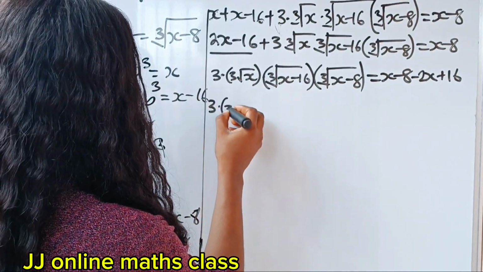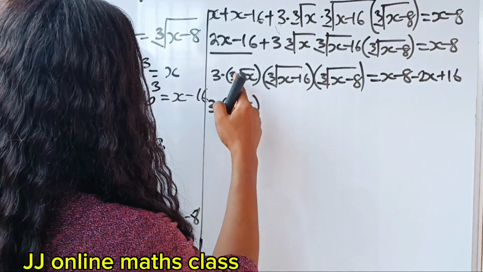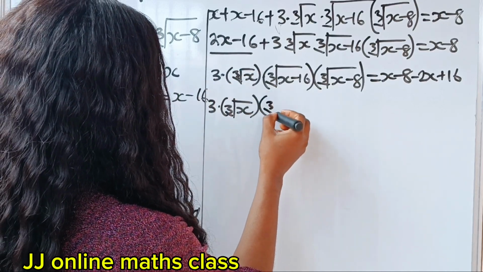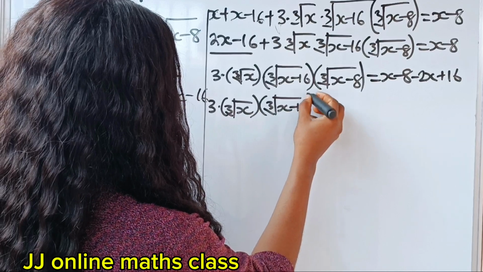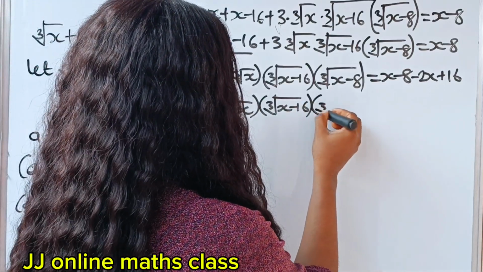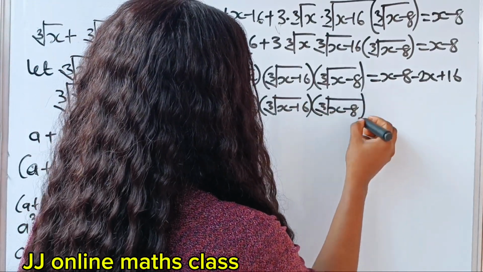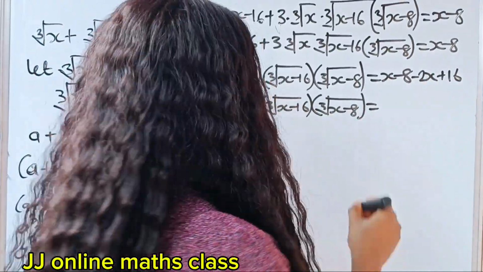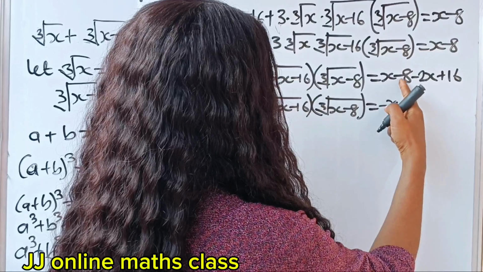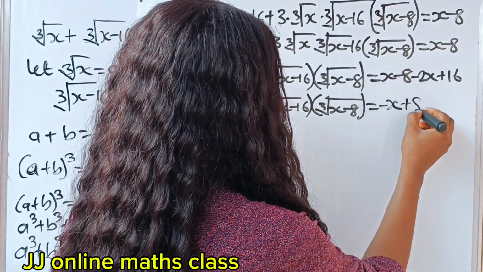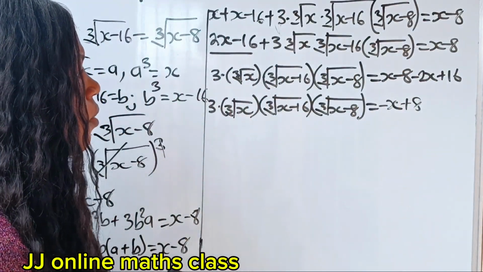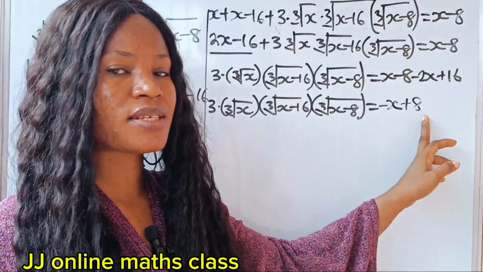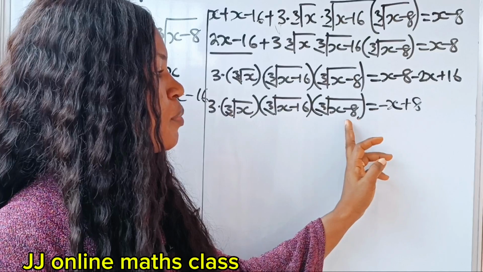We have 3 multiplied by the cube root of x, this cube root, not 3x, cube root of x multiplied by the cube root of x minus 16, multiplied by the cube root of x minus 8 is equal to x minus 2x, which is going to give us minus x, right? Okay, now 16 minus 8 is plus 8. Now I have x minus 8 here and I have minus x plus 8 here. Let me make this one to be in this way.